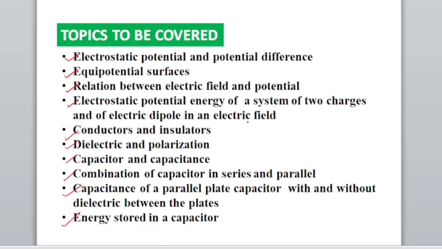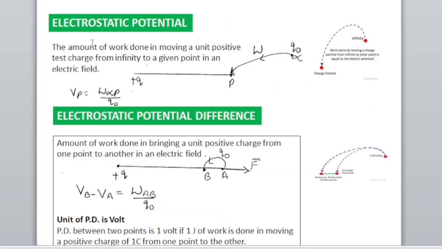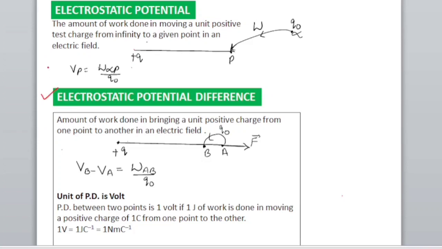So let us start with the first topic, electrostatic potential and potential difference. First, electrostatic potential difference, then we will define electric potential. You know, if there is a charge, then around that charge an electric field is present. If any other small test charge enters that electric field, it experiences some repulsive force in this direction. So if you want to move this test charge from one point to another point, you have to do some work. That is nothing but electrostatic potential difference.